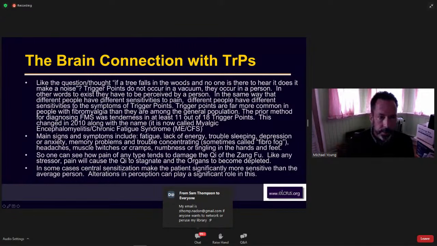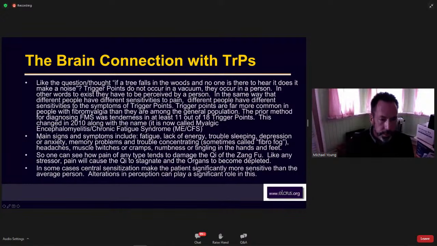In the same way that different people have different sensitivities to pain, different people have different sensitivities to the symptoms of trigger points. They're far more common in people with fibromyalgia than they are amongst the general population. The prior method for diagnosing fibromyalgia was 11 out of 18 trigger points, and now it's different. But fibromyalgia is more and more accepted as a diagnosis. My only complaint about the use of fibromyalgia is that it tends to be a trash can diagnosis. It's like, oh, somebody has pain that we don't understand, let's call it fibromyalgia.